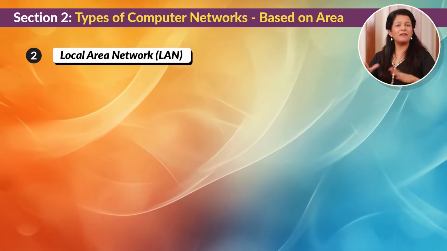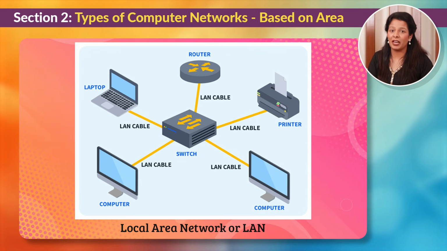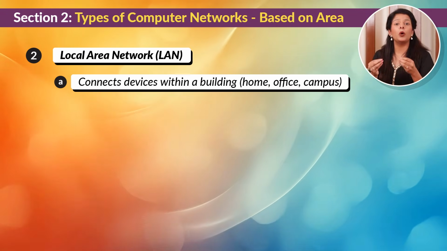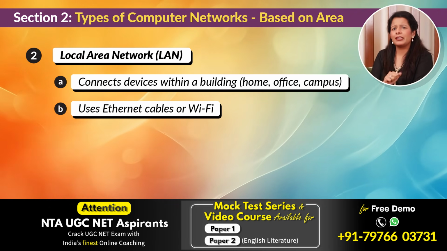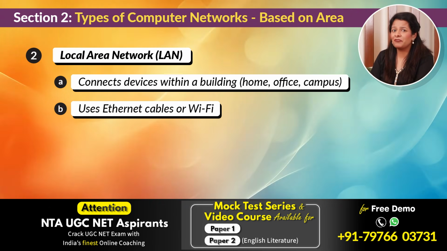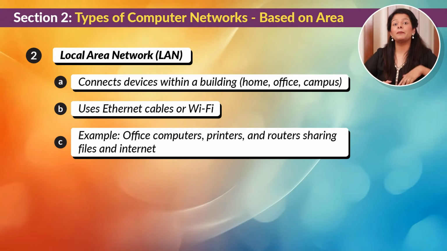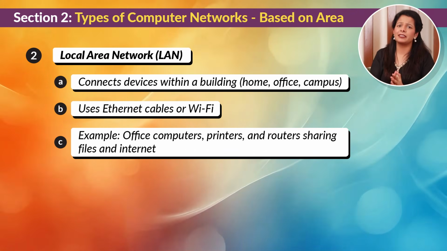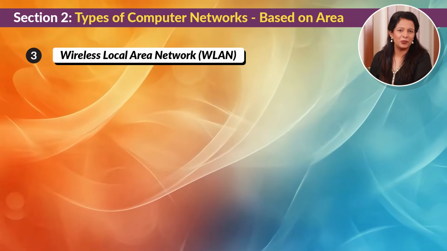Secondly, we have the Local Area Network or LAN. This is the most common type of network that connects devices within the same building, like a home, an office, or a campus lab. LANs use Ethernet cables or Wi-Fi to connect devices. For instance, in a small office, all the computers, printers, and routers are linked together to share files and internet access.